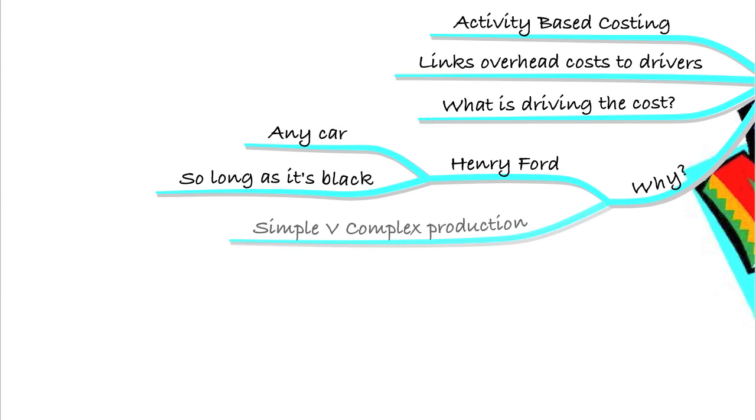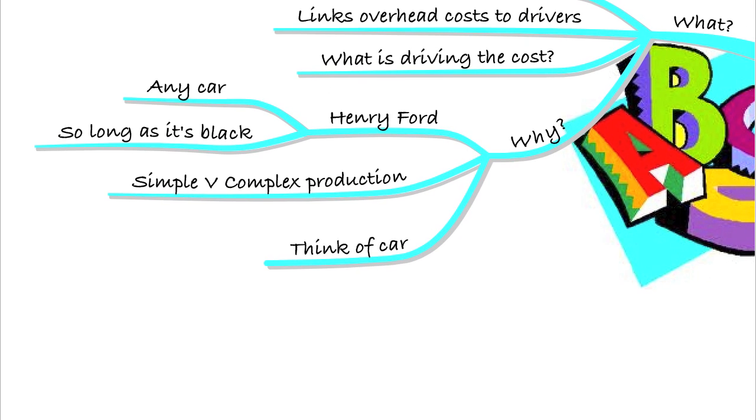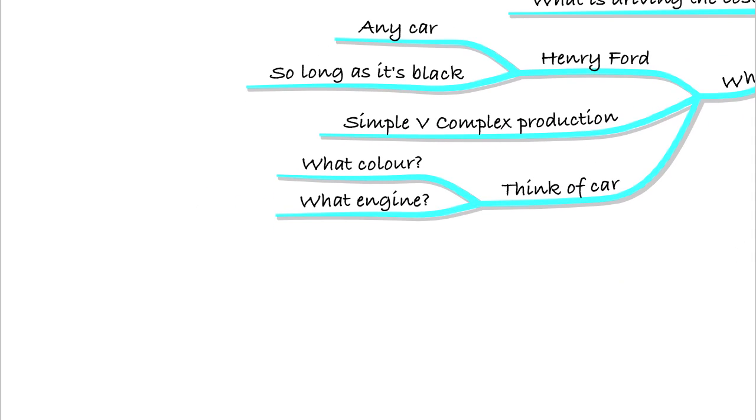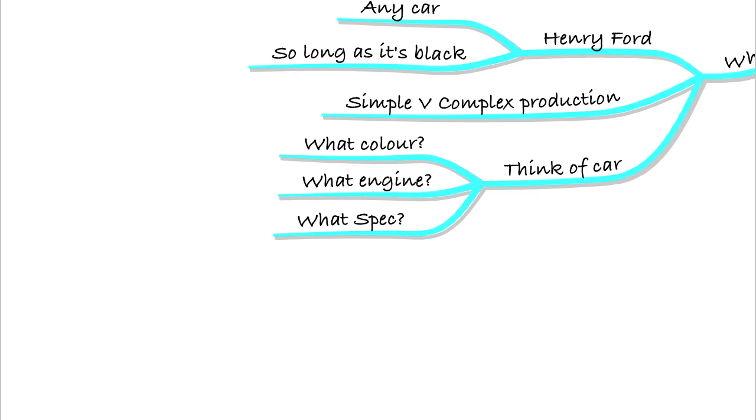But now, these days, we have complex production. Think of a car production line now. You now can have any colour of car. You can have any engine that you want in the car. And you can have any specification that you want in the car. Not like in Henry Ford's time when you could have just one colour, one specification, one engine. So now we've gone from very simple production into very complex production.